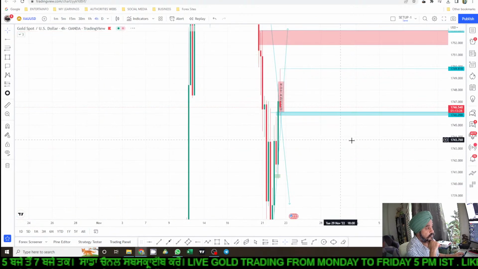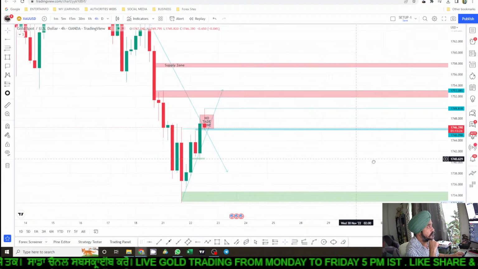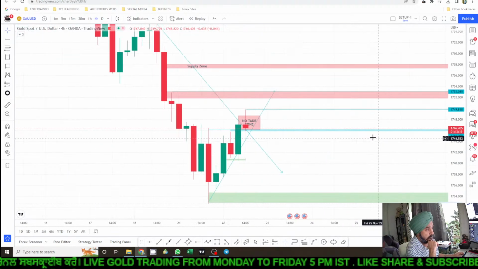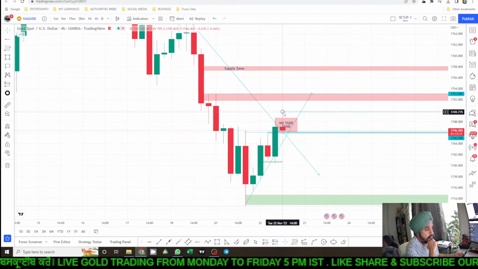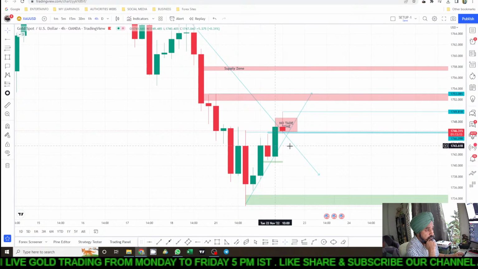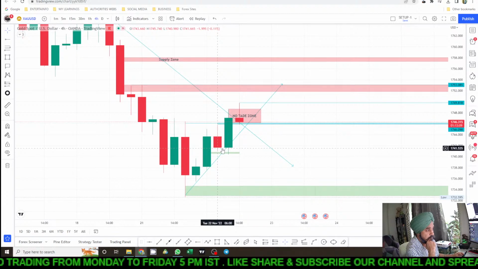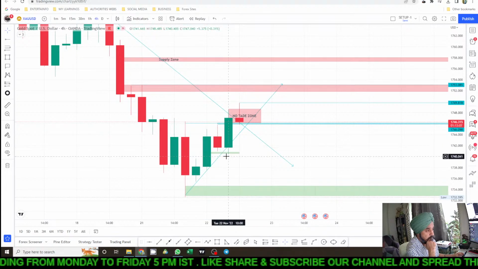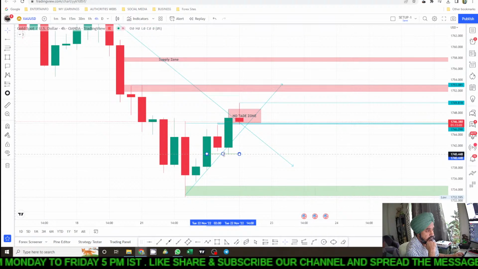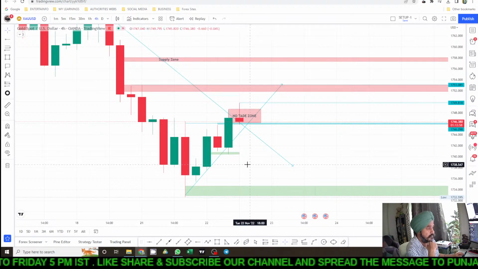Let's see the scenario in the 4 hour. Okay, we have already broken above and we are retracing down, and in the 4 hour there is only support, which is the 4 hour support, I think. Yes, this is the 4 hour.